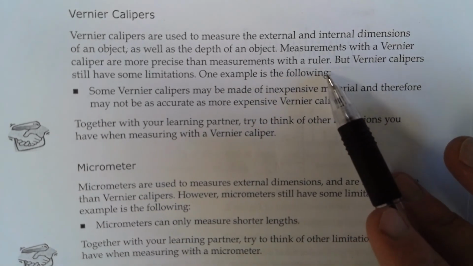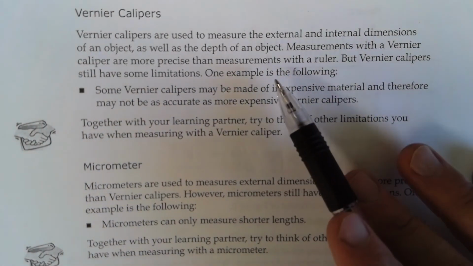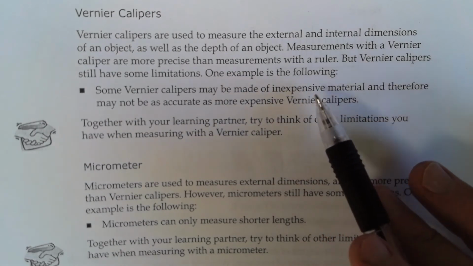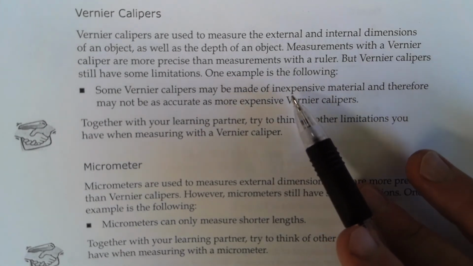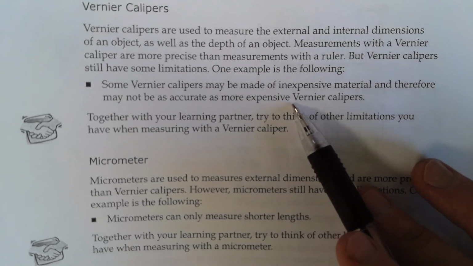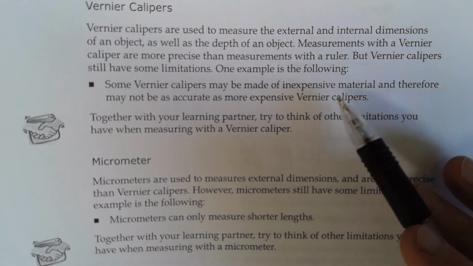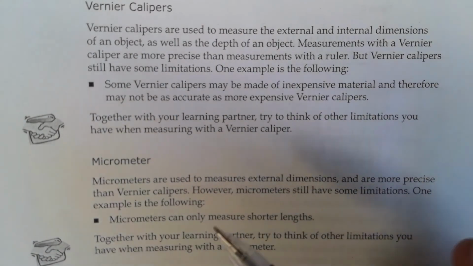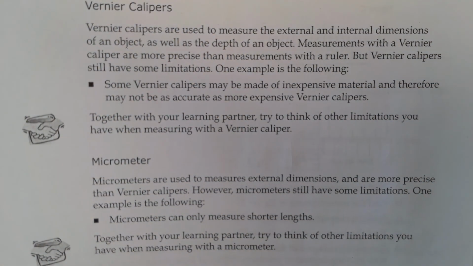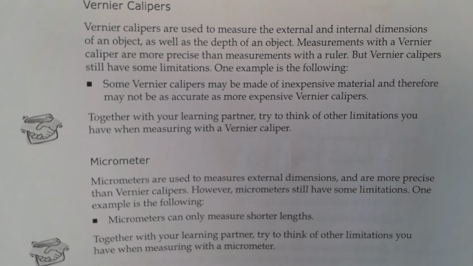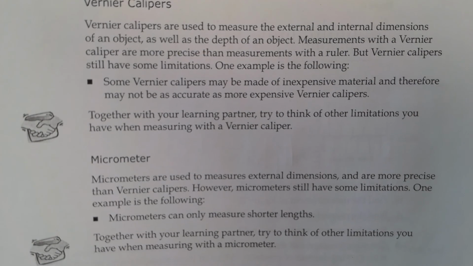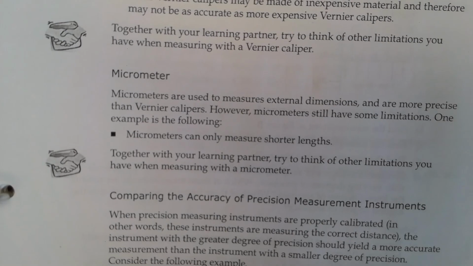One example is the following. Some vernier calipers may be made of inexpensive material and therefore may not be as accurate as more expensive ones. And mostly they use digital vernier calipers today, and that's one limitation. And of course, it's a tenth. The micrometer takes a tenth of a measurement further, so the vernier caliper is not as accurate as a micrometer.